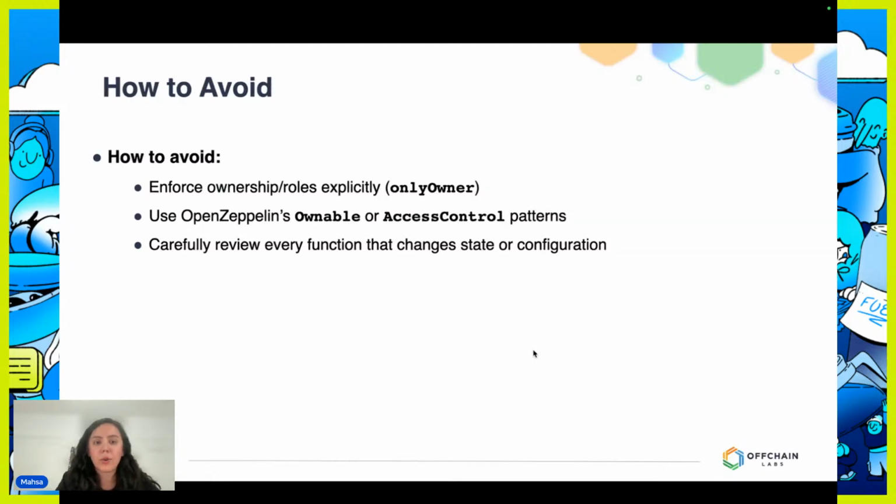All right, and how to avoid it is really easy. You just have to think about it and make sure that you use checks in the right places. The first one is you can enforce ownership or roles explicitly using the onlyOwner modifier, which basically allows only the owner of the contract to call those sensitive functions. On top of that, you can use OpenZeppelin's Ownable or AccessControl patterns, which only allow the owner of the contract to call the function. So it's basically adding the onlyOwner modifier by default.